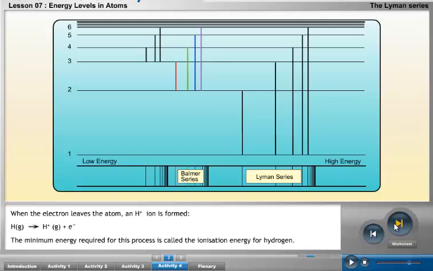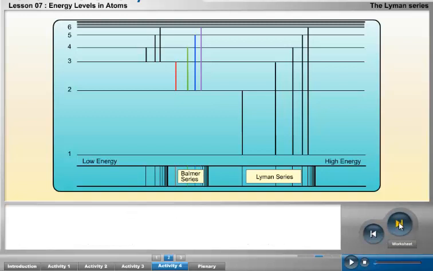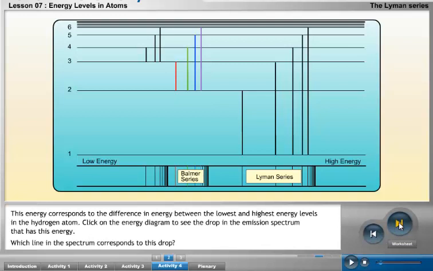The minimum energy required for this process is called the ionization energy for hydrogen. This energy corresponds to the difference in energy between the lowest and highest energy levels in the hydrogen atom. Click on the energy diagram to see the drops in the emission spectrum that has this energy. Which line in the spectrum corresponds to this drop?